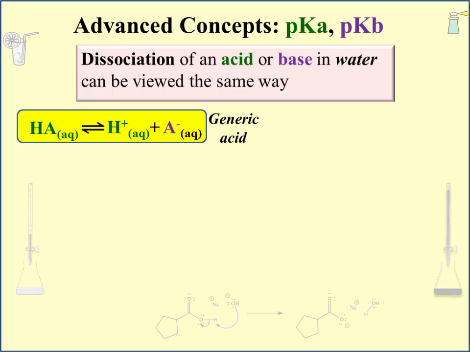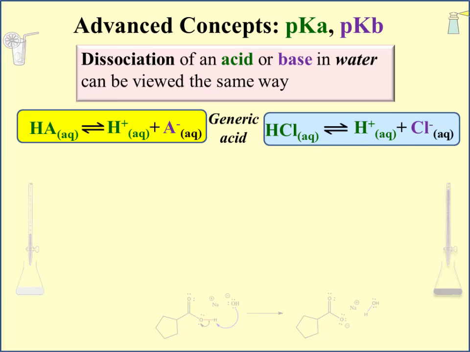H plus and A- combine and reform the acid HA. That is even true for strong acids like hydrochloric acid. Most of the time, this acid is treated like it completely dissociates. But a tiny fraction of the time, the acid is reformed. It is the general rule in chemistry that all reactions go in both directions. For weak acids and bases, this happens to a significant degree.